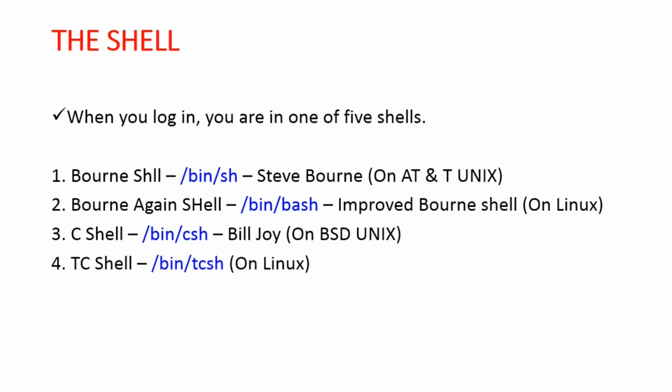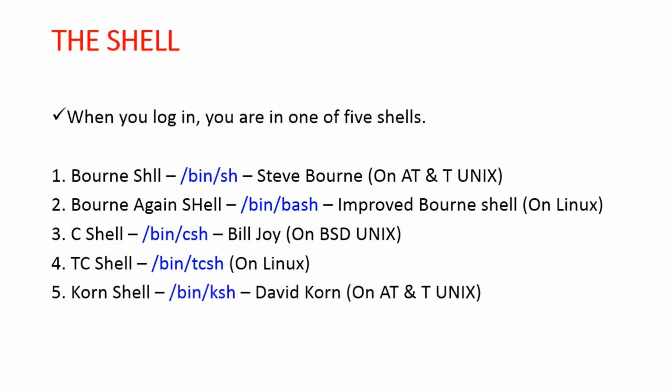Fourth, the TC shell, that is /bin/tcsh, developed on the Linux platform. Last one, the Korn shell, /bin/ksh, developed by David Korn on the AT&T Unix platform. These are the different shells available in a Unix system.